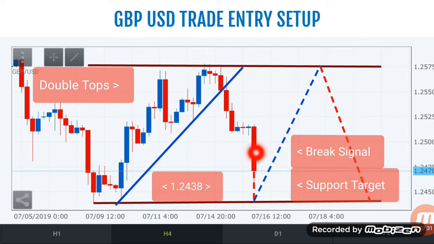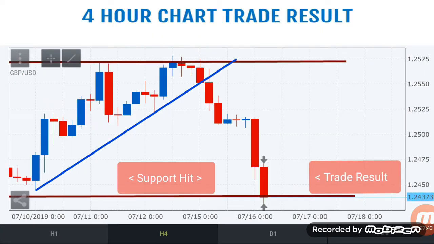So the signal was given, entry took place at this area here, and in most cases we would place our stop loss at the high of this formation that was formed here. So this was a setup, and as you can see here, the market hit the trading target at the support point, taking a very short time to actually hit this trading target. So this is another factor when it comes to double tops: these movements generally are fast and aggressive, and after you have entered the market, the market does not take a very long time to actually hit our trading target, which in this case is the support target.